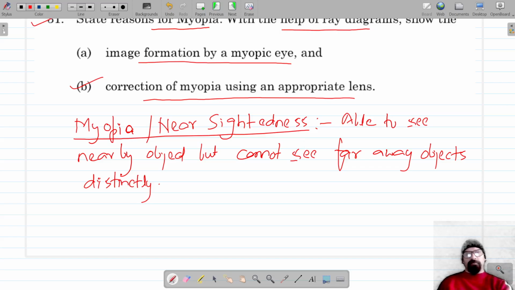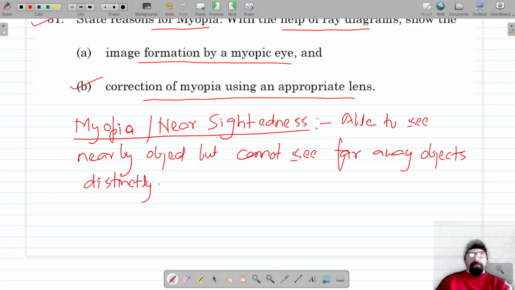And this is because your far point, that is infinity, far point is nearer than infinity. Let me show you how. Your far point is nearer than the infinity. We draw a ray diagram to show you that.